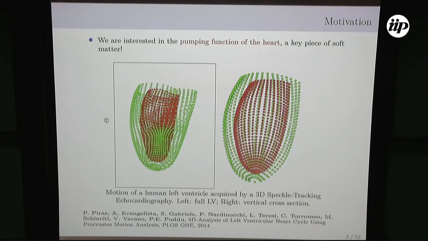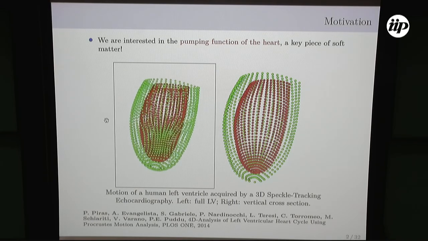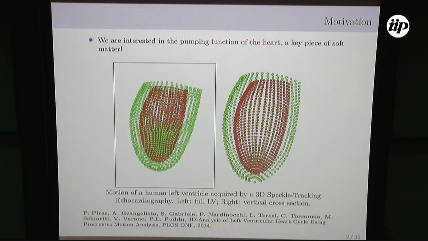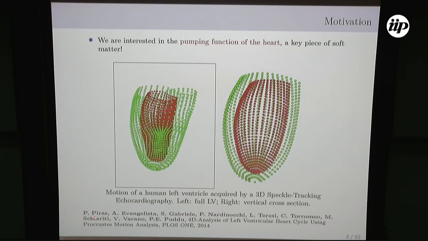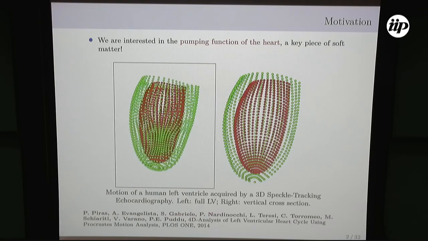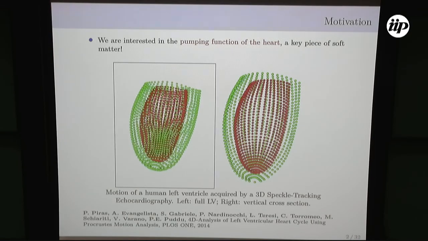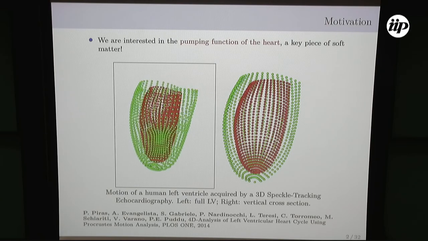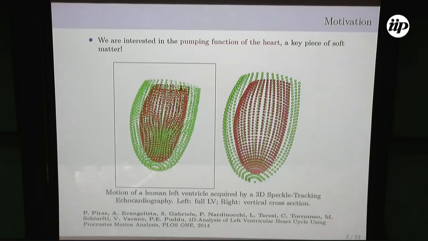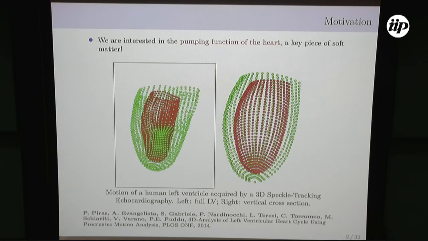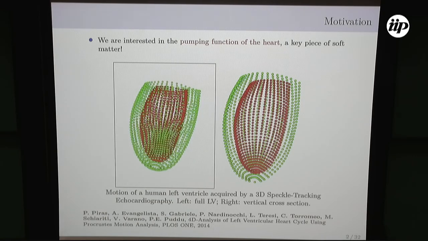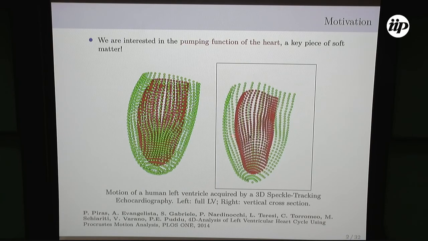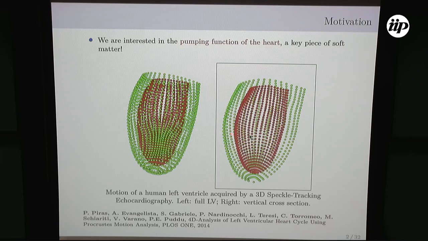And this is a real beating ventricle. And we are working with the medical doctors. And here in those references, you see the name of the team, a team made of about 10 persons: cardiologists, engineers, mathematicians, biologists, and so on. And you see the tracking of the motion. And in the other movie, you see a cross-section. So the same movie, but you see a cross-section, and you can appreciate how the thickness of the wall changes during the beating.